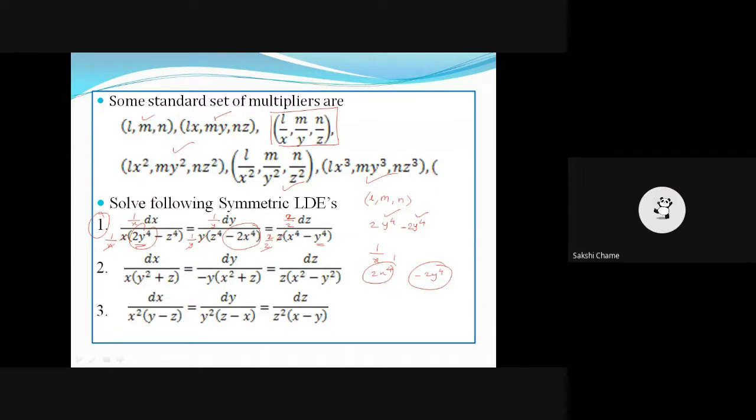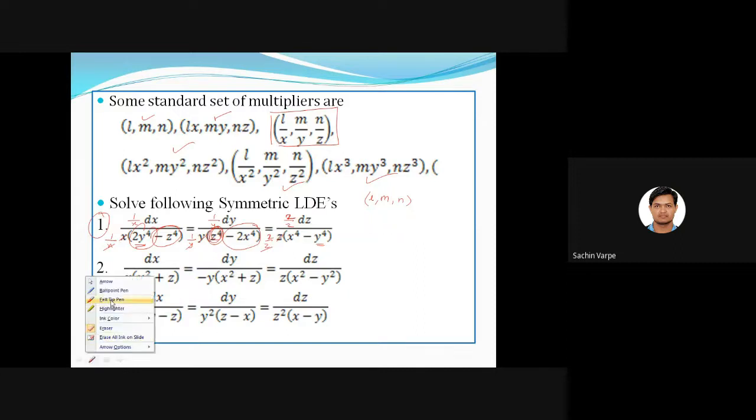Yes, this minus z raised to 4 term is getting cancelled with this plus z raised to 4 term. So this set will work. This set of multipliers will work. Which set? What is the set of multipliers here? What will be the value of lmn? 1 upon x, 1 upon y, and 2 by z.